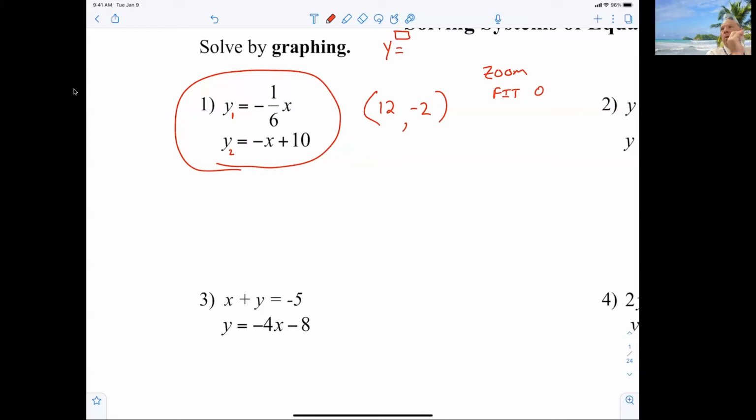For mine, nothing shows up. When I go to the graph, there's no line. Did you hit zoom fit like I said? Yeah. Did you type the equations in? Yeah. Oh wait, it's showing up now. Never mind.